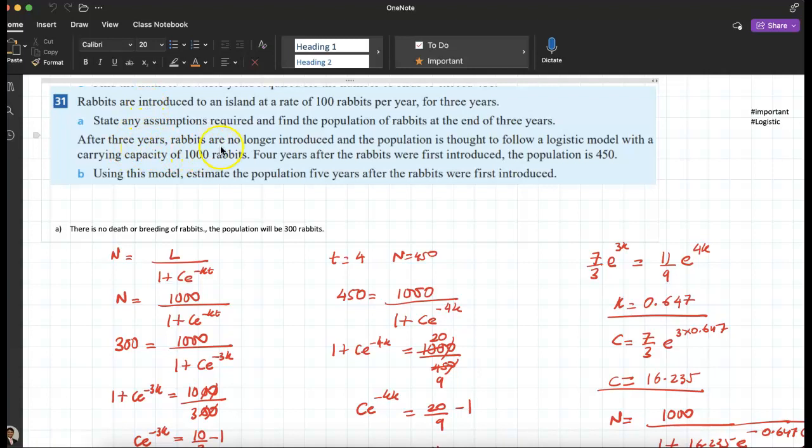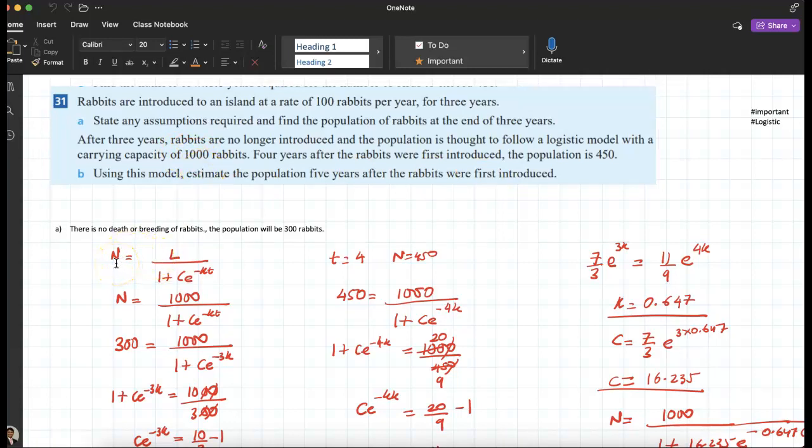After 3 years, rabbits are no longer introduced and the population is thought to follow a logistic model. So you start applying the logistic model here, not here. With a carrying capacity of 1000 rabbits. That's your horizontal asymptote. 4 years after the rabbits were introduced, the population is 450. Using this model, estimate the population 5 years after the rabbits were introduced. So obviously your answer has to be less than 1000. One thing you know for sure, you won't exceed this.